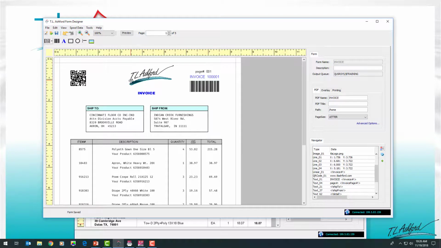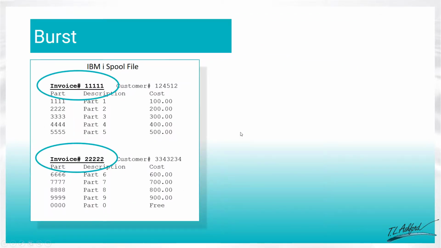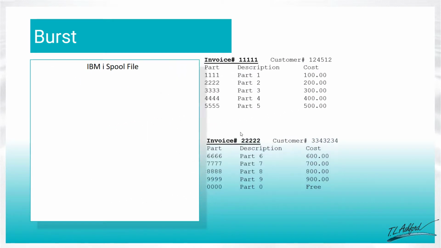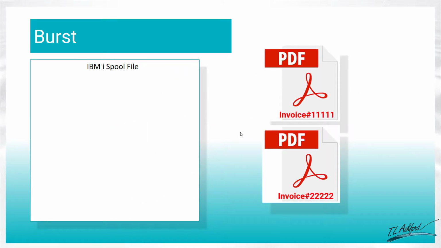So that's TLA Forms. Long-winded explanation perhaps, but a lot of different stuff you can do to create your forms within TLA Forms. So I'm going to go ahead and move that off, and let's look at some of the other features that we have. Again, I mentioned bursting as we were designing our form. If you have a single spool file with multiple invoices in that spool file, when you set it to burst based on the invoice number, TLA Forms will separate those invoices into separate PDF documents and store those wherever you tell us.